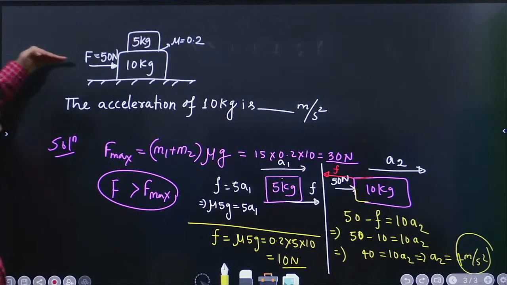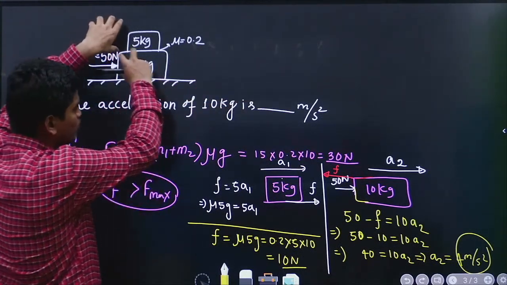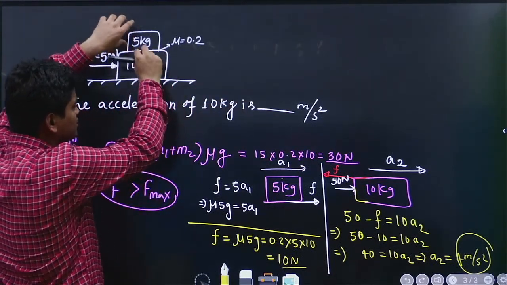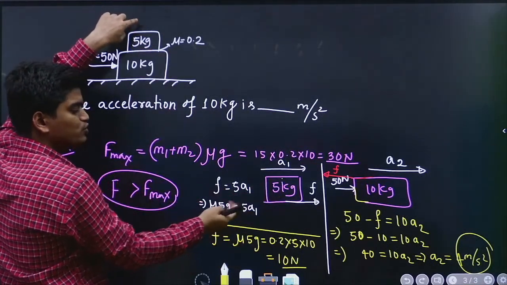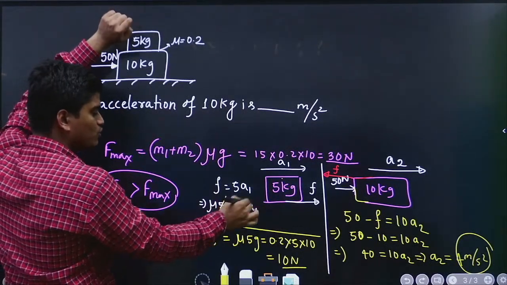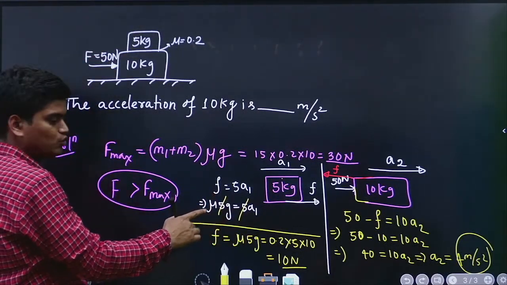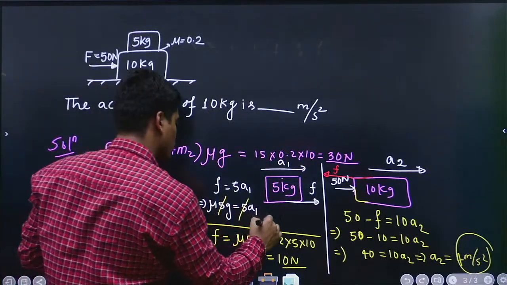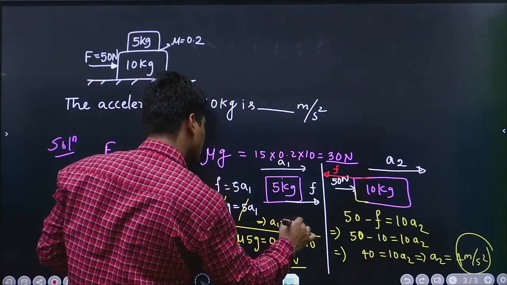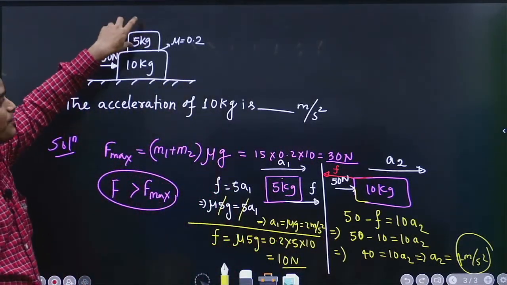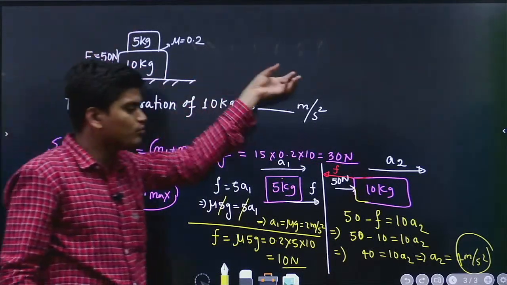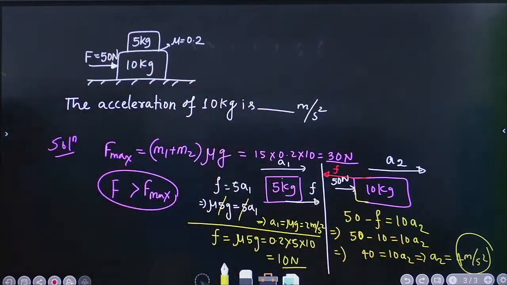That means if you apply this force, what will happen? Both will move together for some time, just for some time. The maximum acceleration for the 5 kg is mu into g, with mu as 0.2, so A1 is 2 meter per second square. But after that it will separate from the 10 kg. Then the 10 kg block will move with 4 meter per second square acceleration. Yes or no? This much idea you should remember.